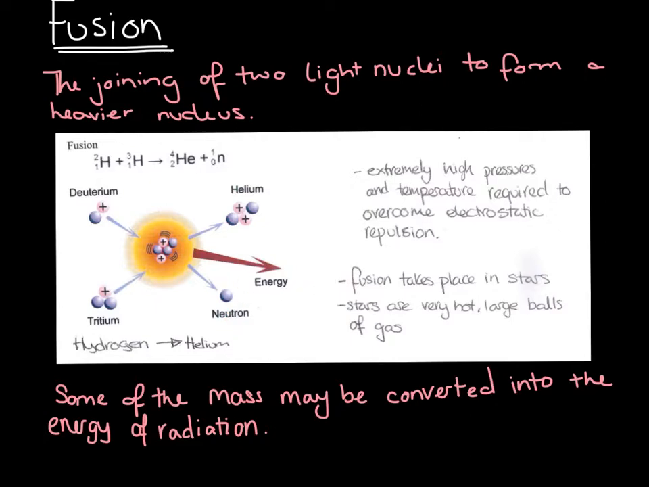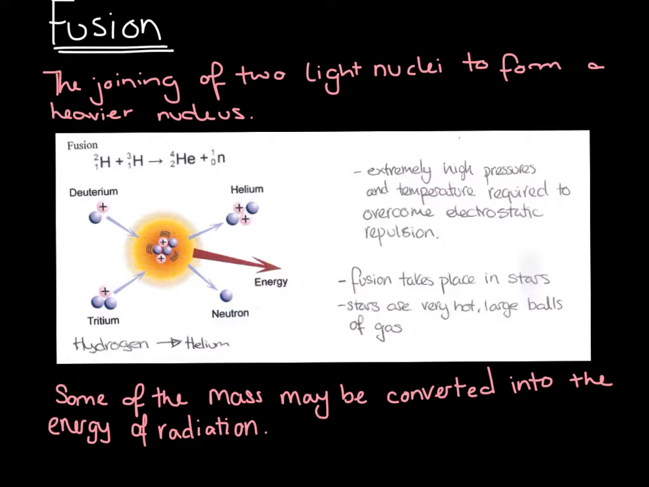Fusion only takes place at extremely high pressures and temperatures, because you can see these hydrogen isotopes are both positively charged, so there's going to be electrostatic repulsion between them. So you need to have a really, really dense, high temperature, high pressure gas so that those two hydrogen isotopes can collide together with enough force to overcome that electrostatic repulsion.